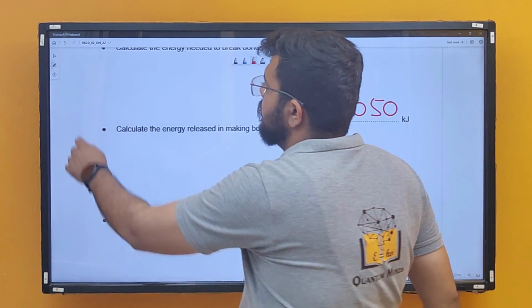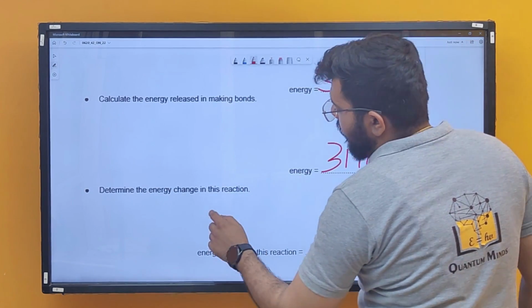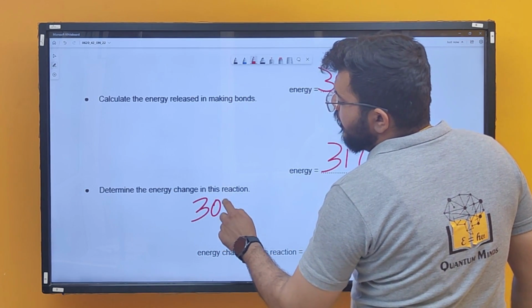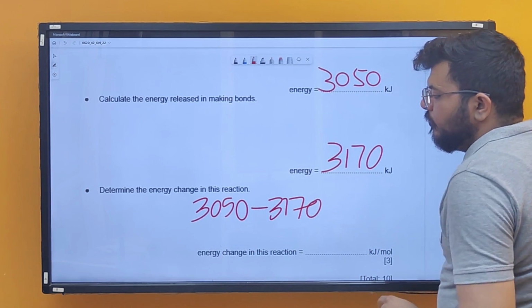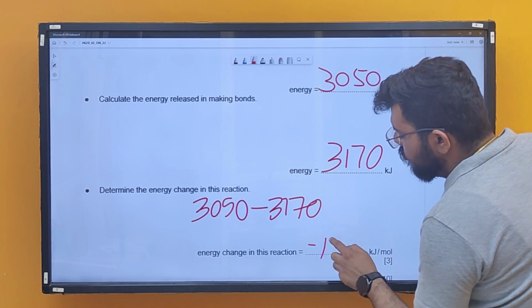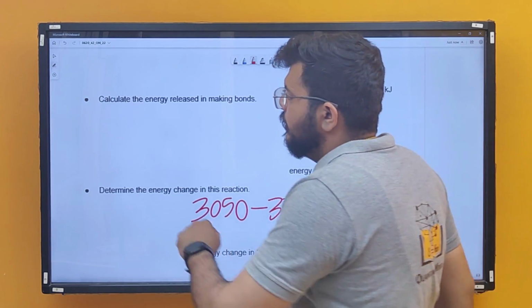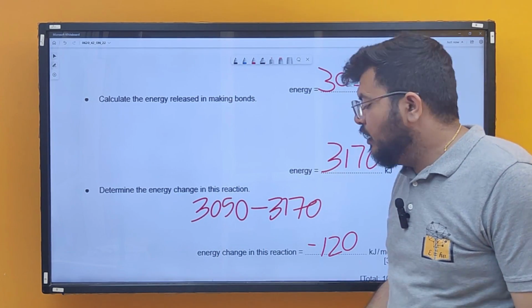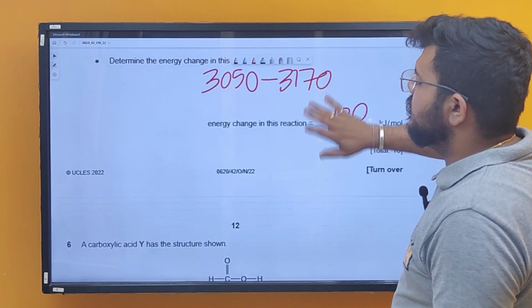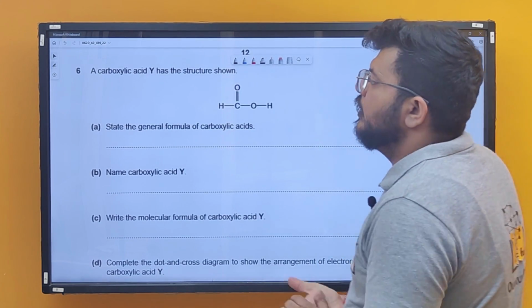Determine the energy change in this reaction. How do we determine energy? Energy required to break bonds minus energy released when bonds are made. So this is minus 120 kilojoule per mole, right? 120 kilojoule per mole is released in total when this energy change takes place. So that is an exothermic reaction.